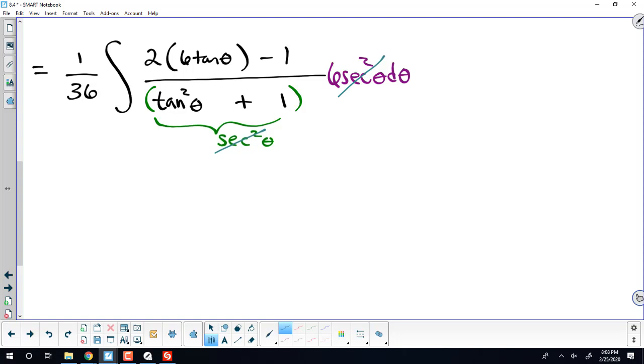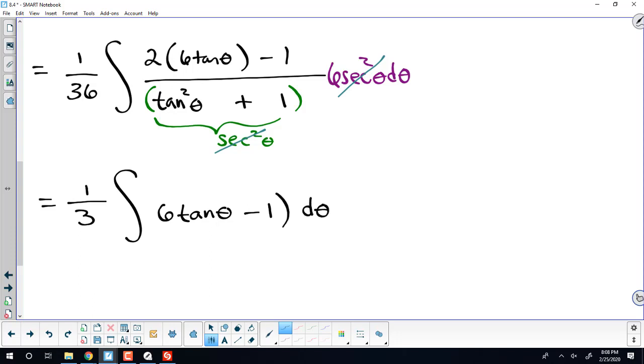Okay, so we've got our constants here. We've got our 12 over 36. Integral of 6 tangent. I didn't do anything with that one yet. 6 tangent minus 1 d theta. So we just took care of the 1 over 36, the 2, and the purple 6 there. So we get 1/3. Okay. Questions? Are you all okay?